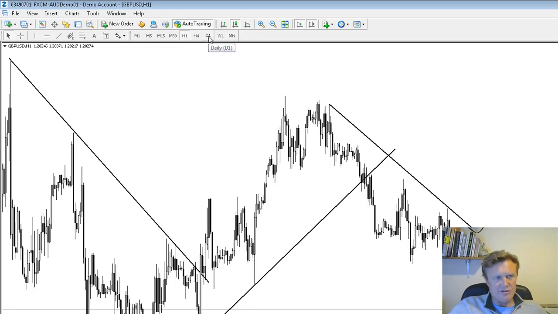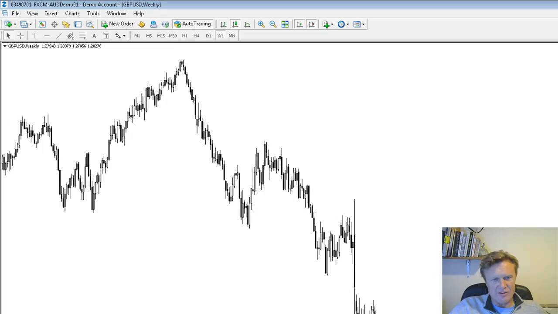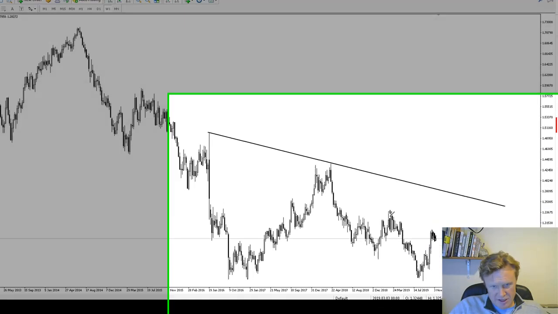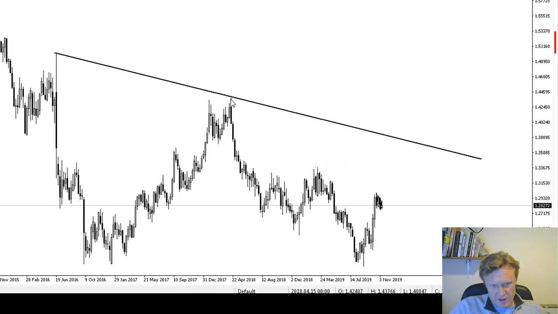So I go onto a higher time frame like weekly, and I draw in some real long-term trend lines through these swing highs here. And again, we're going to have another one that's probably not valid. So I was going to draw one from this swing point through to that swing point, but you can see that trend line was broken there.